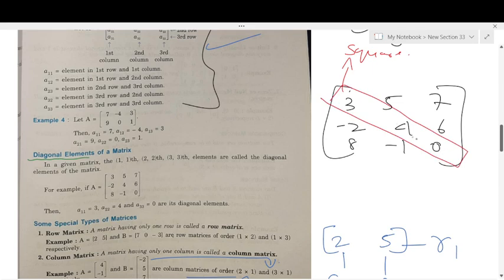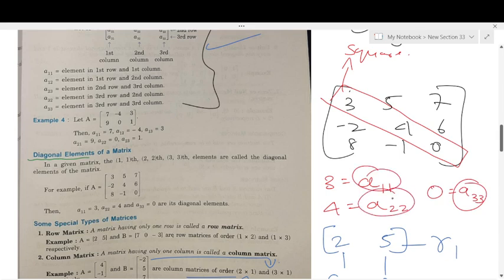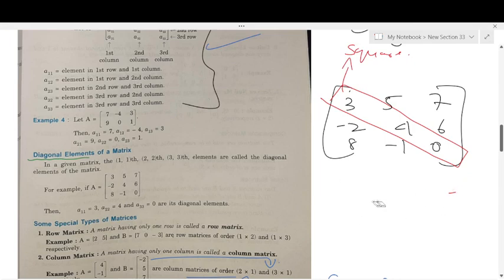3, 4, 0. Now can you tell me the value of 3? How do you represent 3? aij. What is the i value? 3 is present in which row? First row, first column. Next, 4 is a22. Next, for 0, a33. You see the diagonal values? 11, 22, 33. Remember these numbers. 11, 22, 33 is fixed for the diagonal. This is 3 by 3. It's a 3 by 3 matrix.